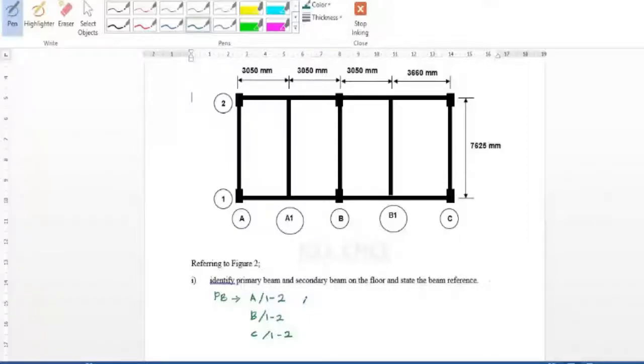Beam A, B, row 1. B, C, row 1. A, B, row 2. And B, C, row 2. So we have 7 primary beams. Hope you understand which one is a primary beam: a beam which is supported by columns.